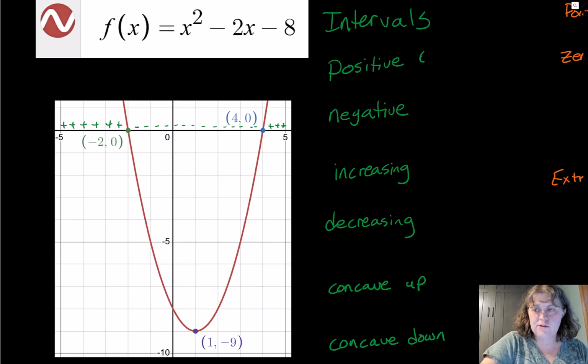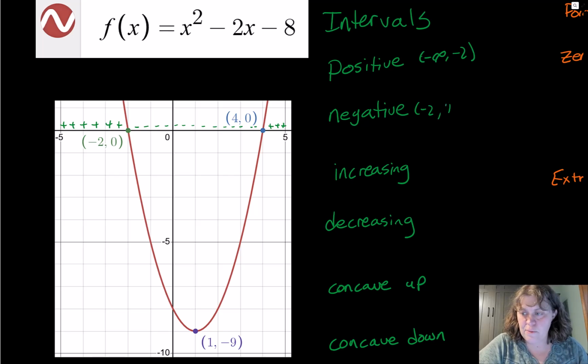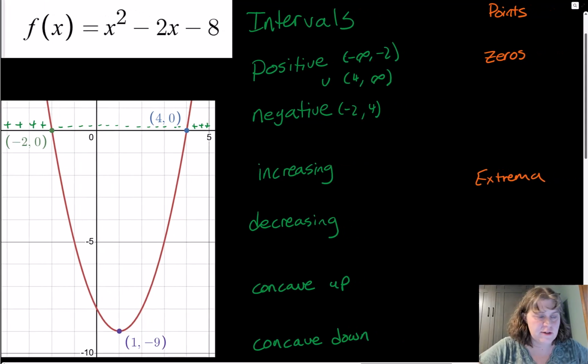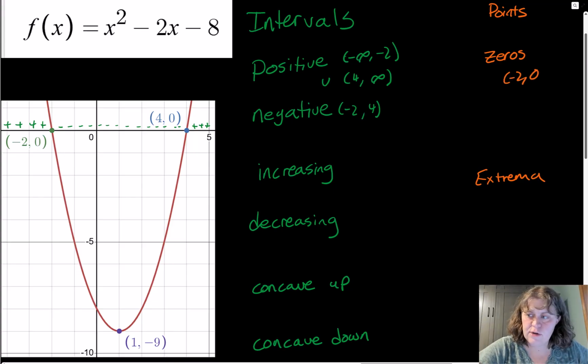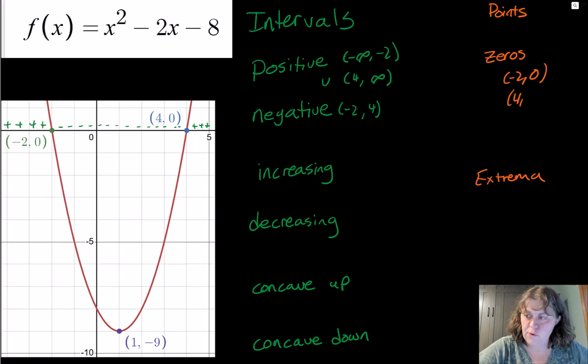So my positive values are going from negative infinity to negative 2. The interval of negative outputs goes from negative 2 to positive 4, and then I have another interval of positive outputs from 4 to infinity. Then I can look at things from an increasing or decreasing standpoint. Let's write the zeros. Zeros are negative 2 comma 0 and 4 comma 0.